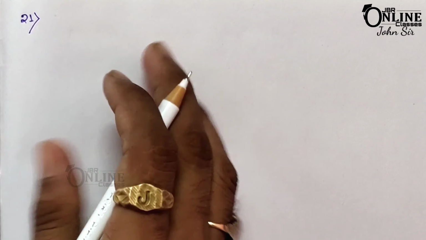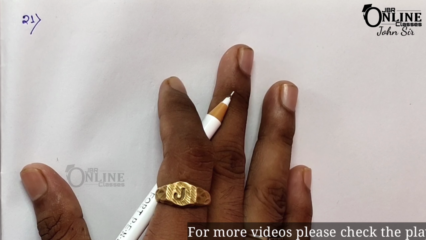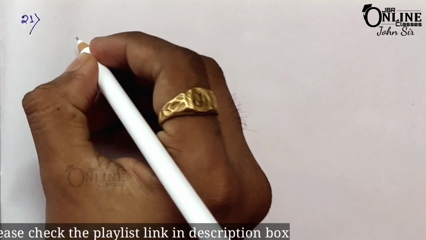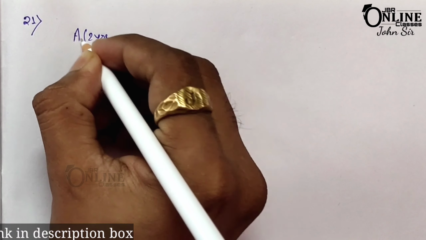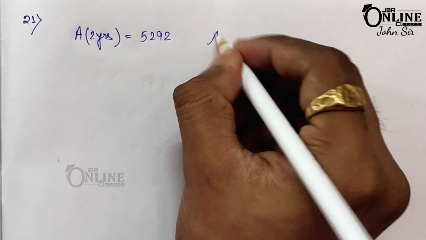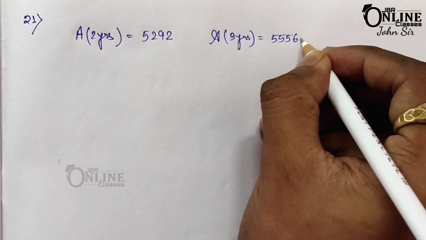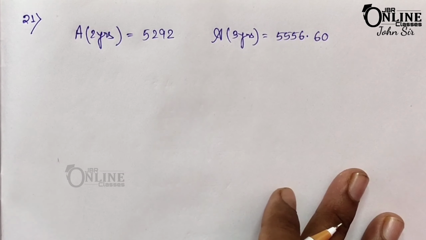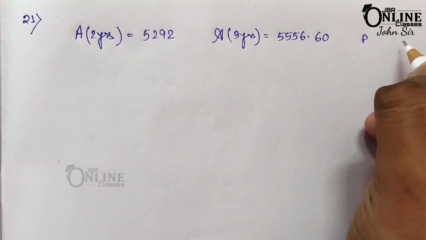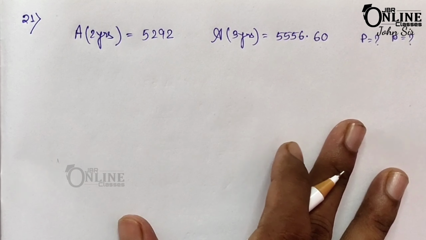So here in sum number 21, a certain sum amounts to 5292 in 2 years and to 5556.60 in 3 years. That means the amount for 2 years equals 5292 and the amount for 3 years equals 5556.60 at compound interest. Find the rate and the sum. So let the principal be P and the rate equal to R. You have to find out the principal and rate.